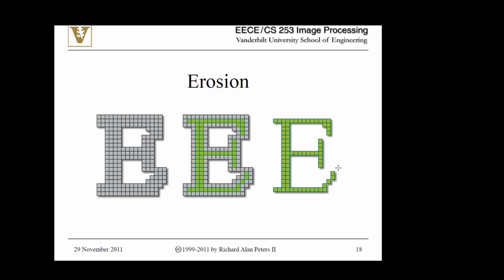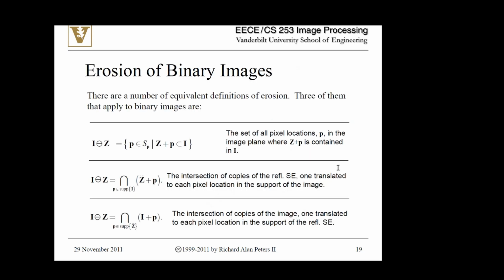So let us introduce the erosion, and then after the break we will continue. The erosion is defined as follows: it is all the points in the image plane such that when you shift the kernel to that location, this set is fully included in the image.